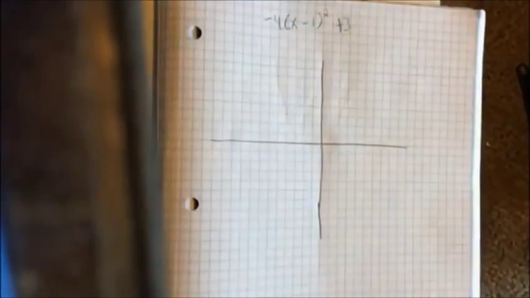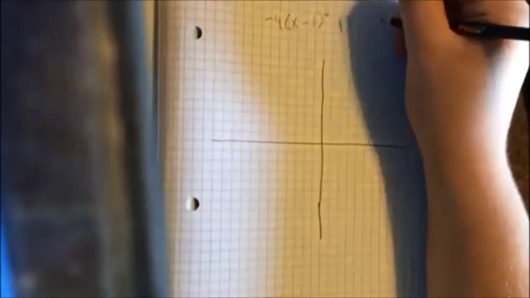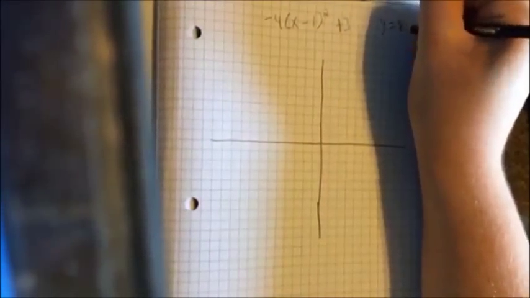This equation is going to be the most complicated out of all the sets of parabolas. This equation is -4 times the quantity of x minus 1 squared plus 3. Again, the parent function is y equals x squared.